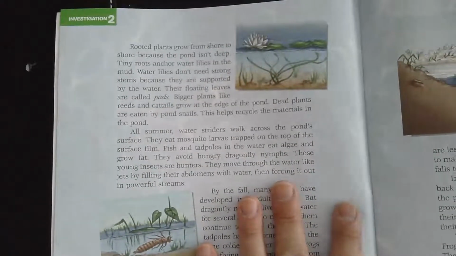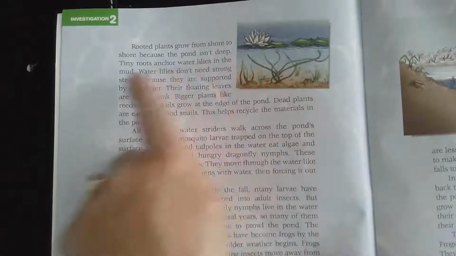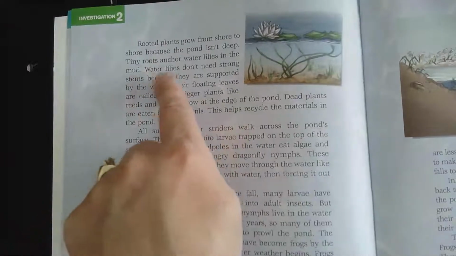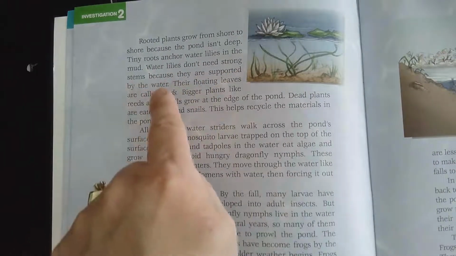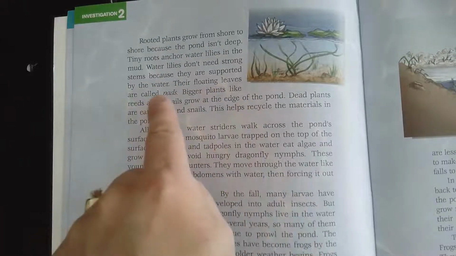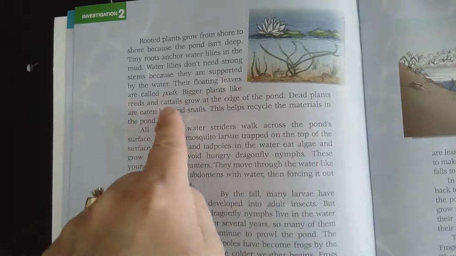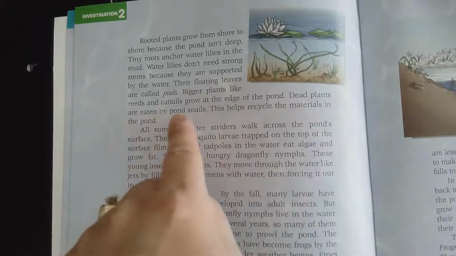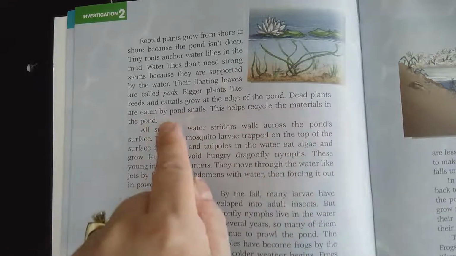Continuing on page 6. Rooted plants grow from shore to shore because the pond isn't deep. Tiny roots anchor water lilies in the mud. Water lilies don't need strong stems because they are supported by the water. Their floating leaves are called pads. Bigger plants like reeds and cattails grow at the edge of the pond. Dead plants are eaten by pond snails. This helps recycle the materials in the pond.